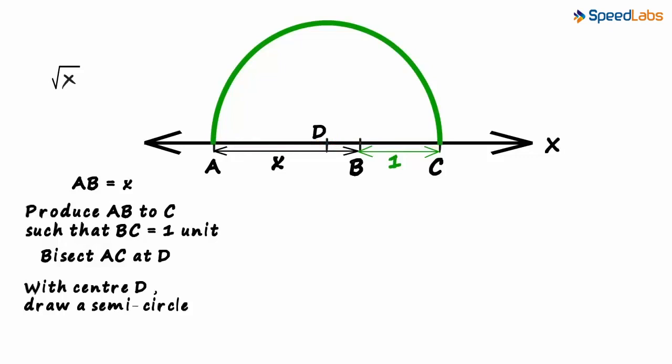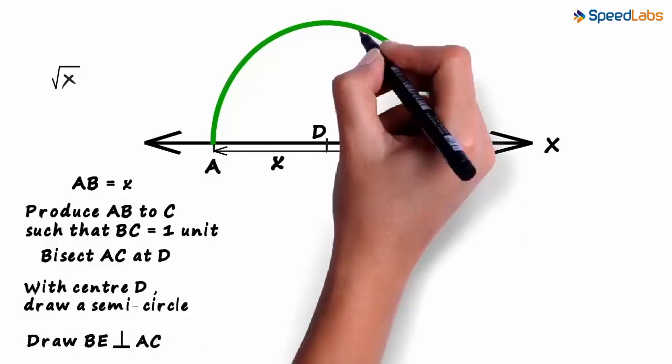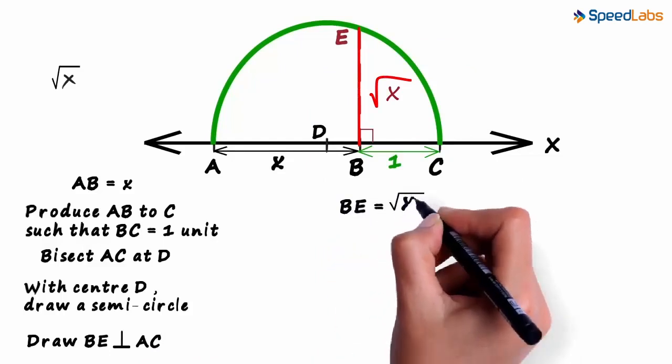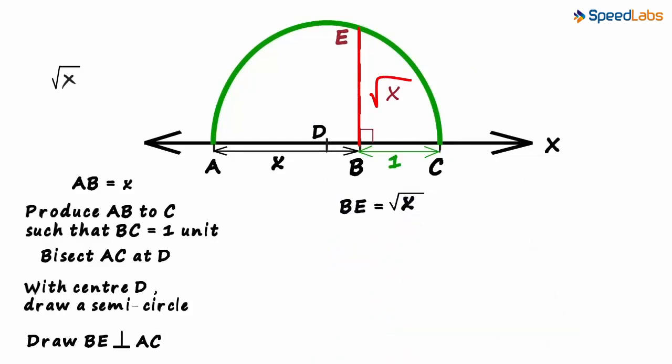Then we come to the final step. We draw a segment from point B to this semicircle such that it is perpendicular to AC. Let's assume the segment meets the semicircle at point E. So we draw BE perpendicular to AC, like this. That's it. We're done. This length will equal root x. Length of segment BE will equal root x. Once we know that this length is root x, we can just keep the vertex of the compass here and mark root x on the x-axis. So these were the steps we followed to plot root x on the number line.